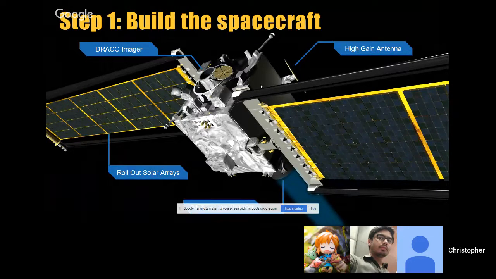So you can see a rendering here. We have our imager, our high gain antenna. We have rollout solar arrays, which are pretty sweet, and we have an ion thruster. So that ion thruster is electric propulsion to get us from any orbit to the asteroid, and it takes a long time, but it's extremely efficient.